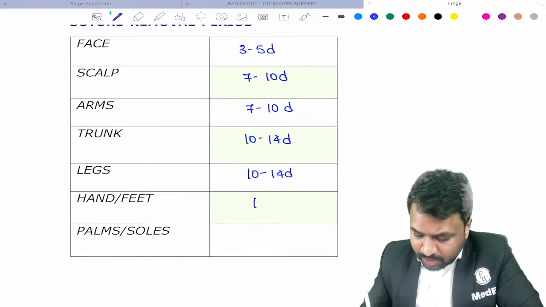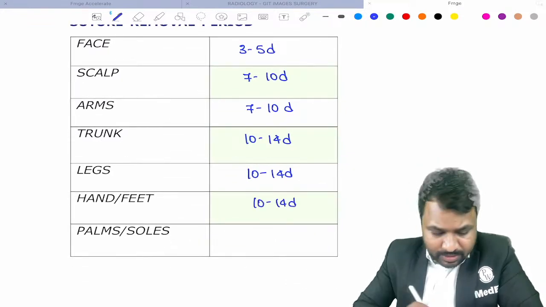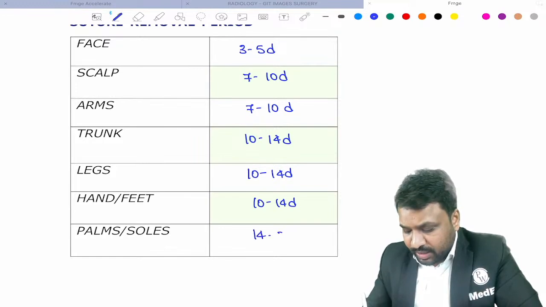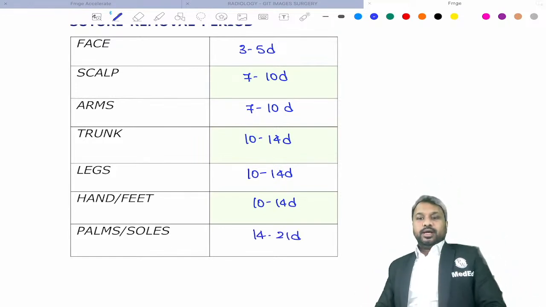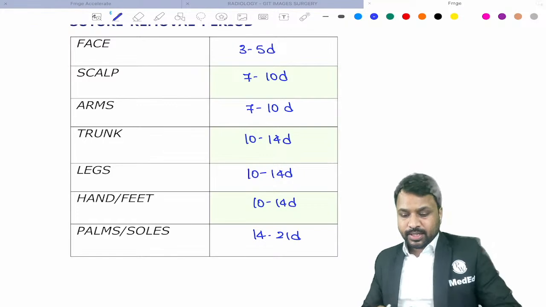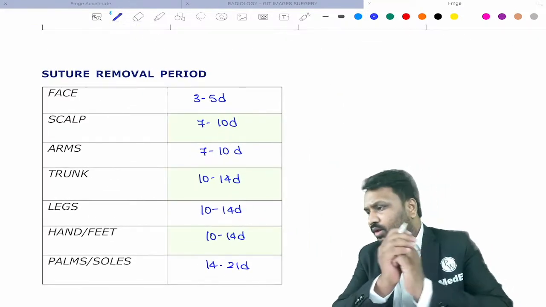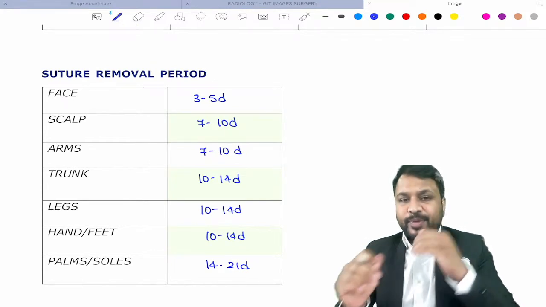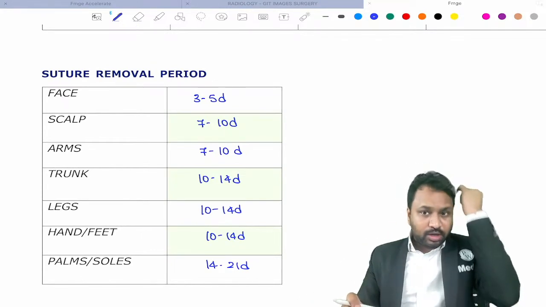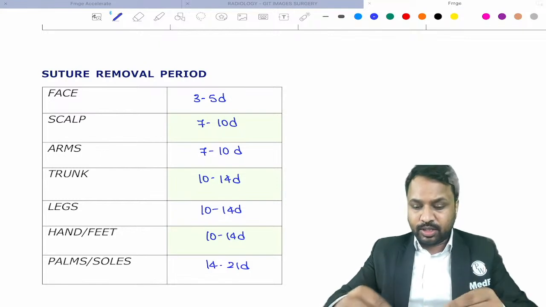Hands and feet are going to be again 10 to 14 days. And palms and soles are going to be 14 to 21 days. Right? So these are your suture removal periods. These are the various aspects that you should remember and recall with respect to your important topics, right?